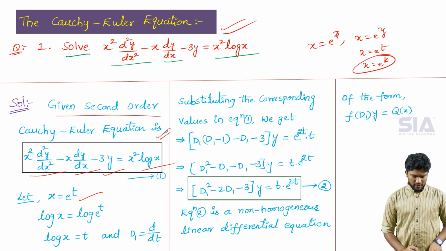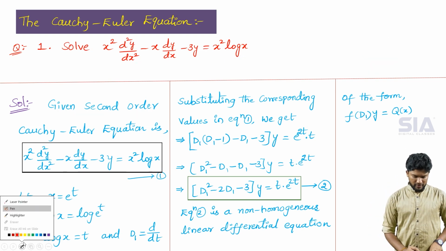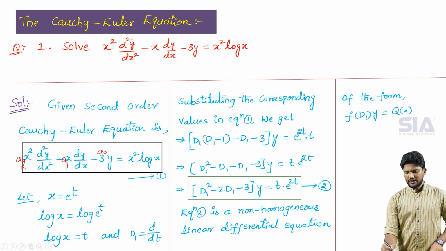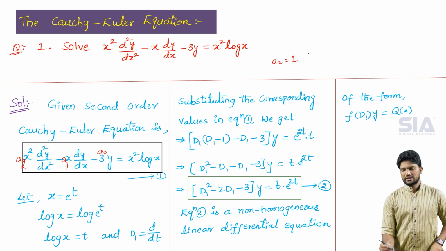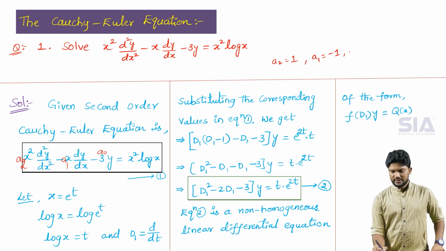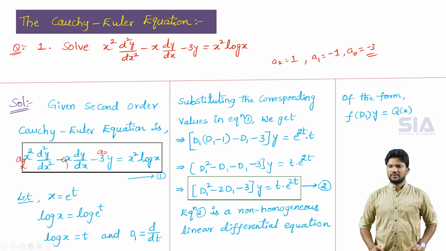And observe the given equation number 1. What is the a suffix 2 value? A suffix 2, a suffix 1, a suffix 0. A suffix 2 is equal to 1. And the next constant, a suffix 1, is equal to minus 1. Next, a naught is equal to minus 3. So these are all constant values.